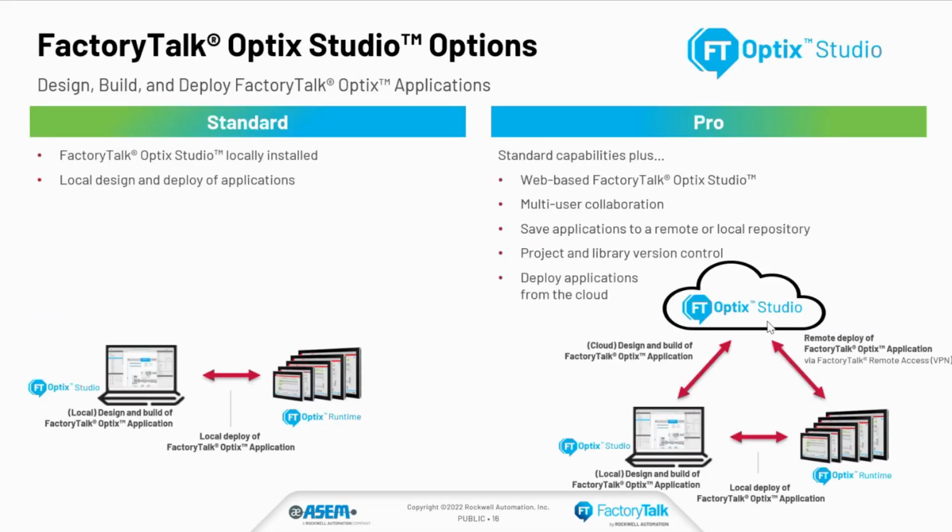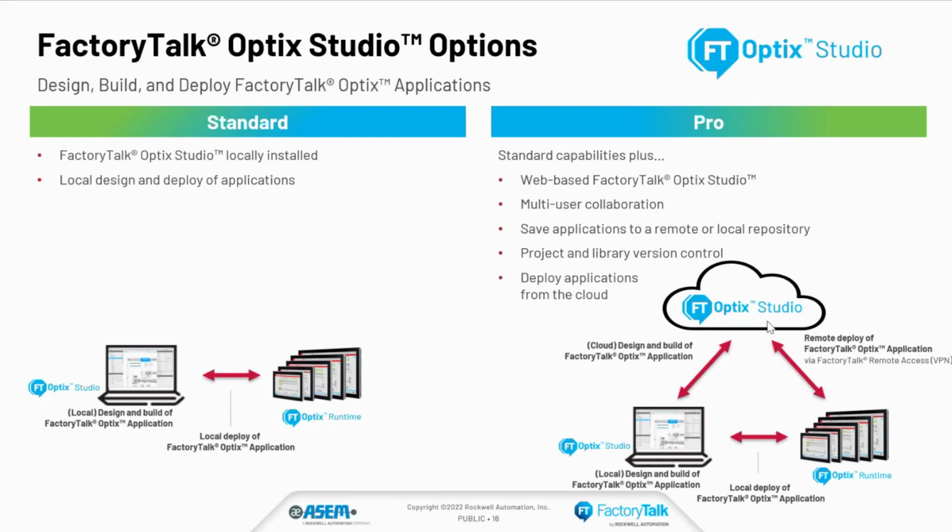About FactoryTalk Optix Studio, there are two options. There's the standard version of FactoryTalk Optix Studio, which is free and available to download from either FactoryTalk Hub or PCDC. The standard version is the version that you download locally to your desktop, so it's the local editor.